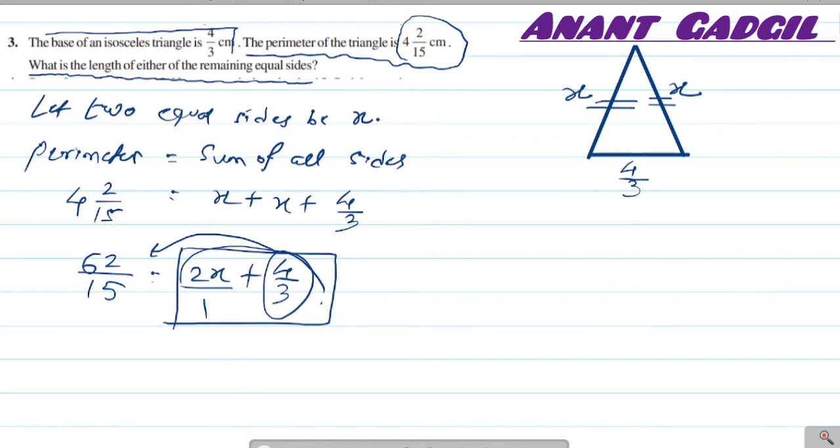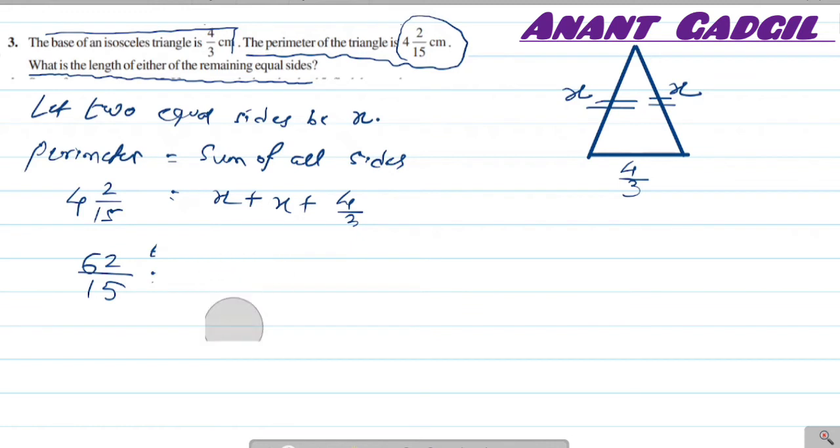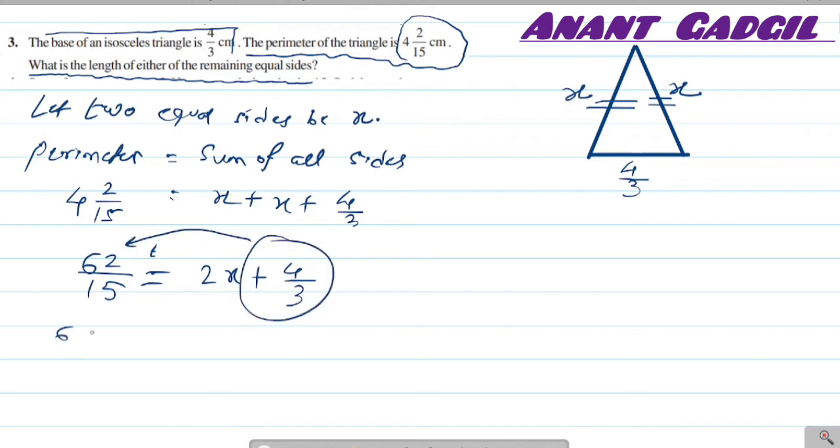So what I am going to do, I am going to take this 4 by 3 to the other side. Okay. So I am going to write here again. It is 2x plus 4 by 3. This plus 4 by 3 I am going to take on the other side. It is going to become minus 4 by 3. In the last question we saw that we can solve this by two methods.